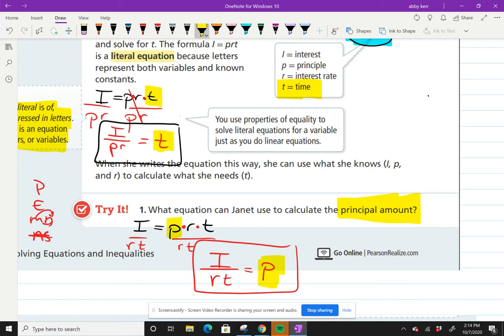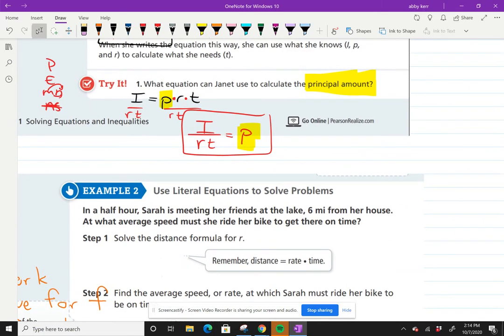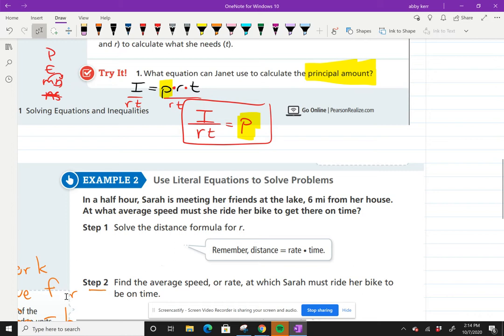Now in example 2, we're going to have to do something when we manipulate or change the literal equation. So in example 2, she's asking for something else. It's a different situation.